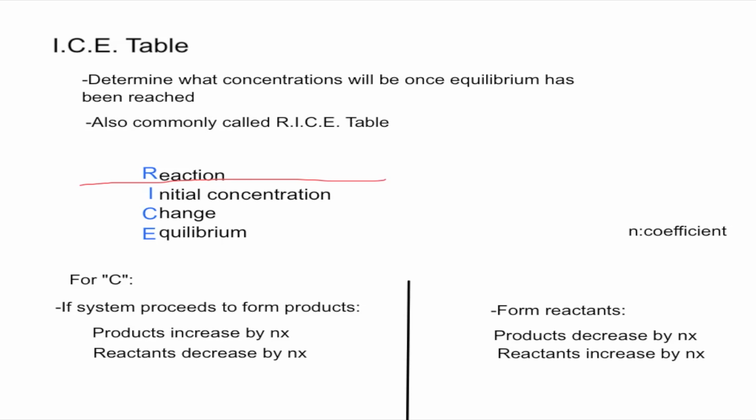For C, it's good to know that if the system proceeds to form products, the amount of products will increase and the amount of reactants will decrease by nx, and if the system proceeds to form reactants, the amount of products will decrease by nx and the amount of reactants will increase by nx, in which n stands for coefficient. So that will vary depending on the coefficient of each product and each reactant. Now let's solve a problem using an ice table.